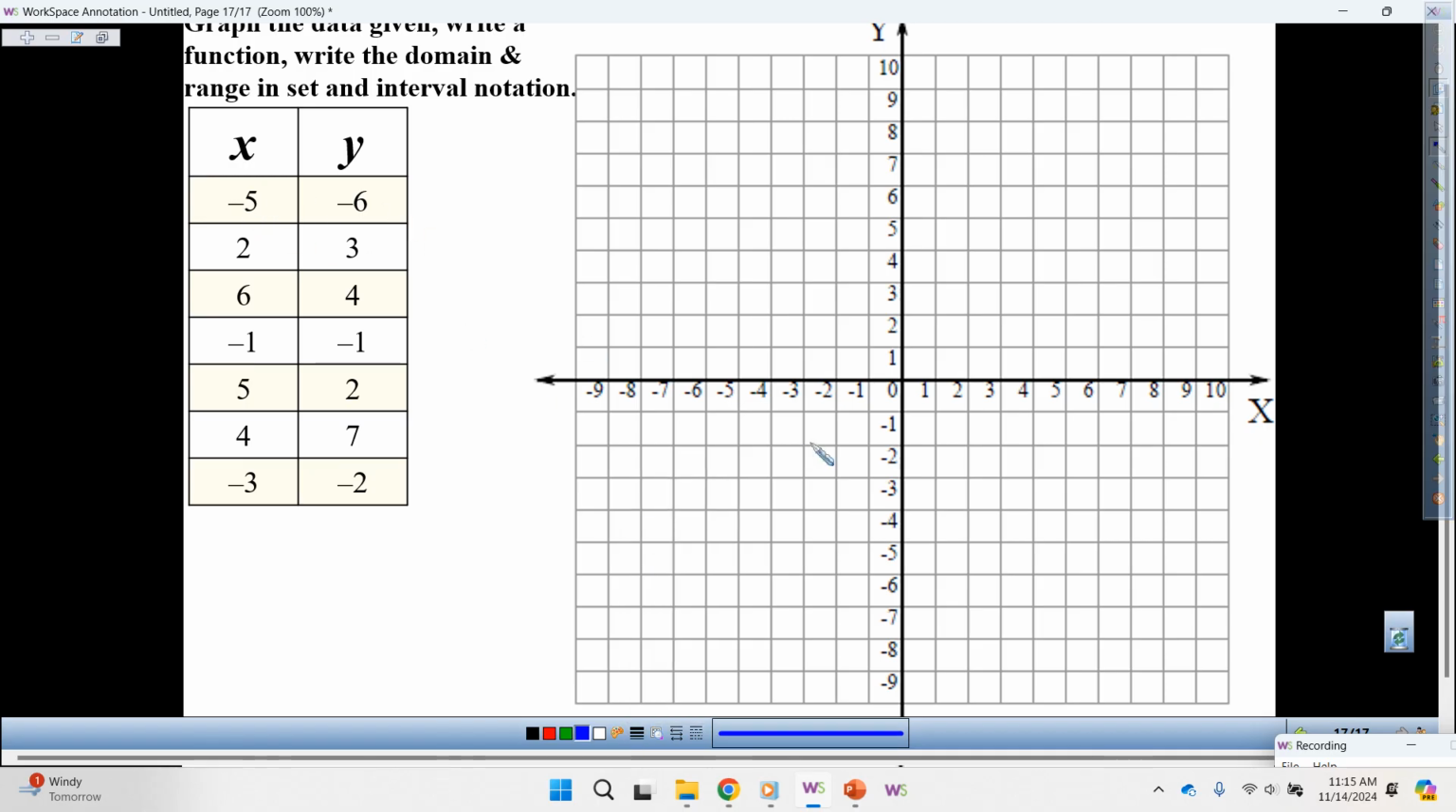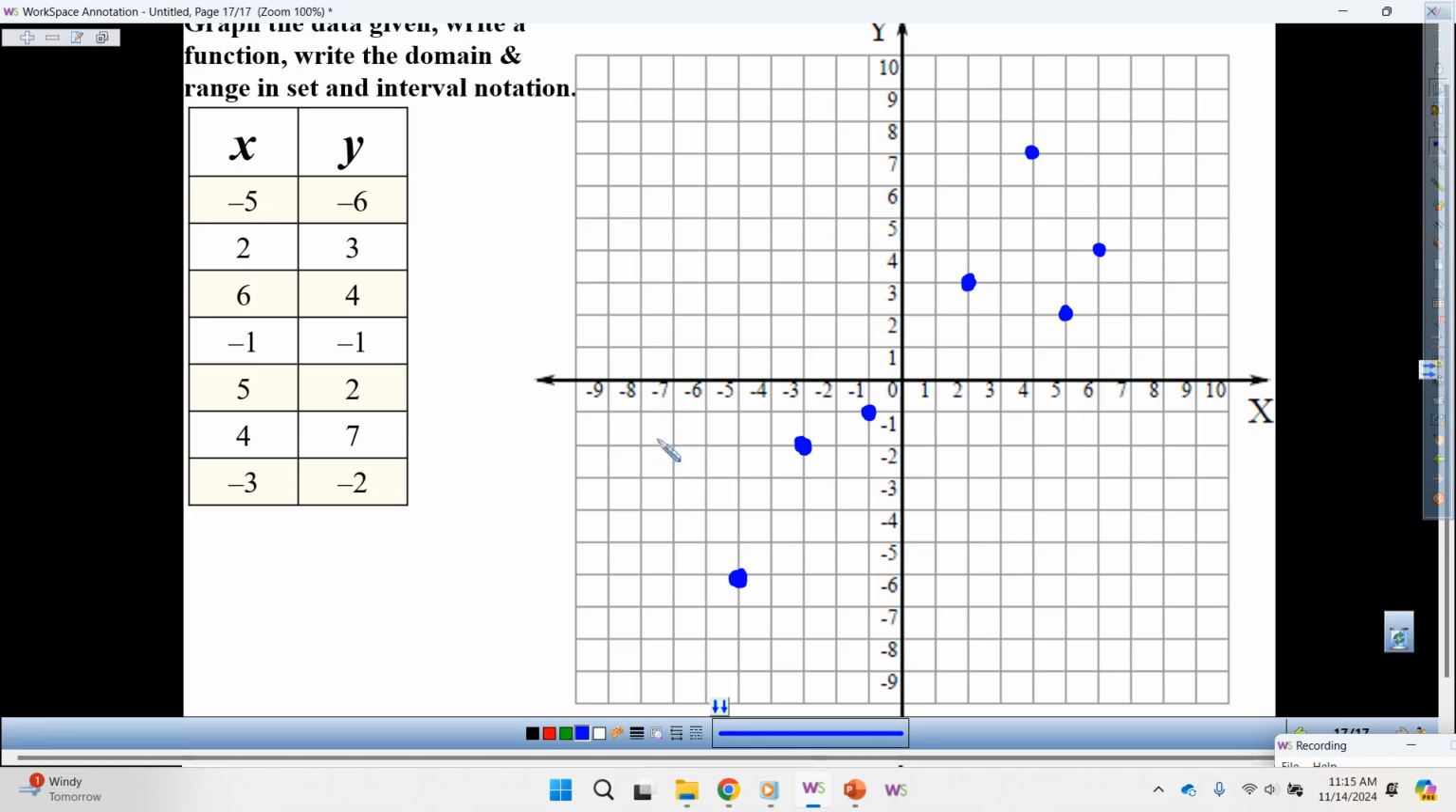We're starting off with (-5, -6), (2, 3), (6, 4), (-1, -1), (5, 2), (4, 7), and (-3, -2). All right? Are we there so far?